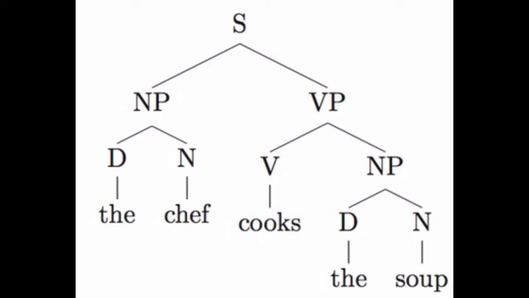The as a determiner, chef as a noun, become a noun phrase. Cooks as a verb. The as a determiner, soup as a noun, become a noun phrase. So verb and noun phrase become a verb phrase. Noun phrase plus verb phrase become a sentence.